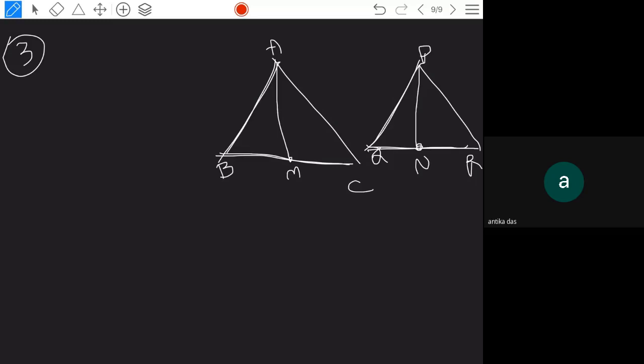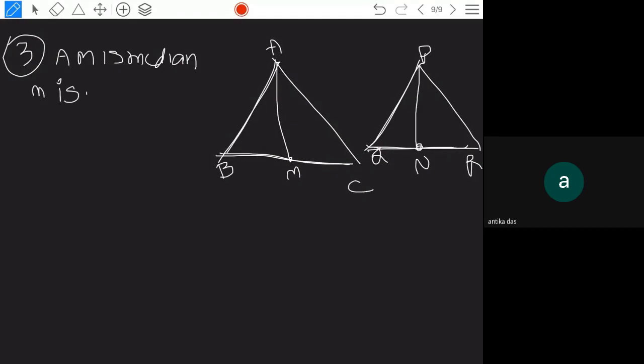And after giving this, the question is asking you to prove that triangle ABM and triangle PQN are congruent. So whenever it is given to you that AM is the median, what is given? AM is median. What does median mean? M is a midpoint, as I said.